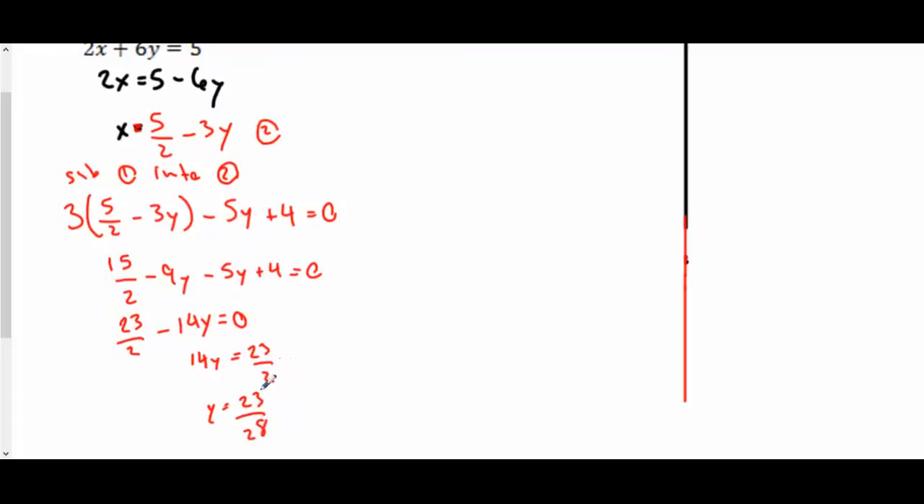All right, moving 14 to the bottom, it gets multiplied by 2. So I have 23 over 28. Then I need to find x. So I'm going to sub 23 over 28 into equation 2. So sub y equals 23 over 28 into 2. So then I am left with x equals 5 over 2 minus 3 times 23 over 28.